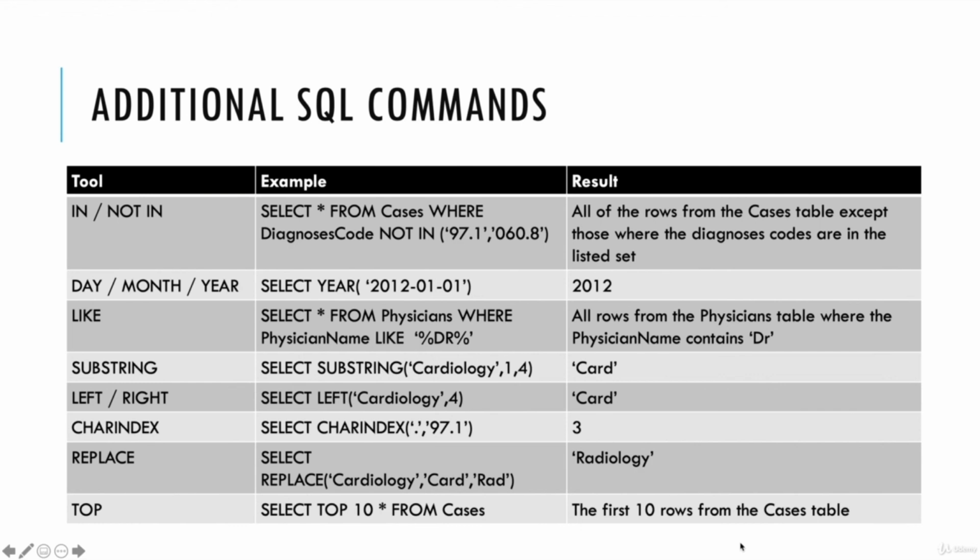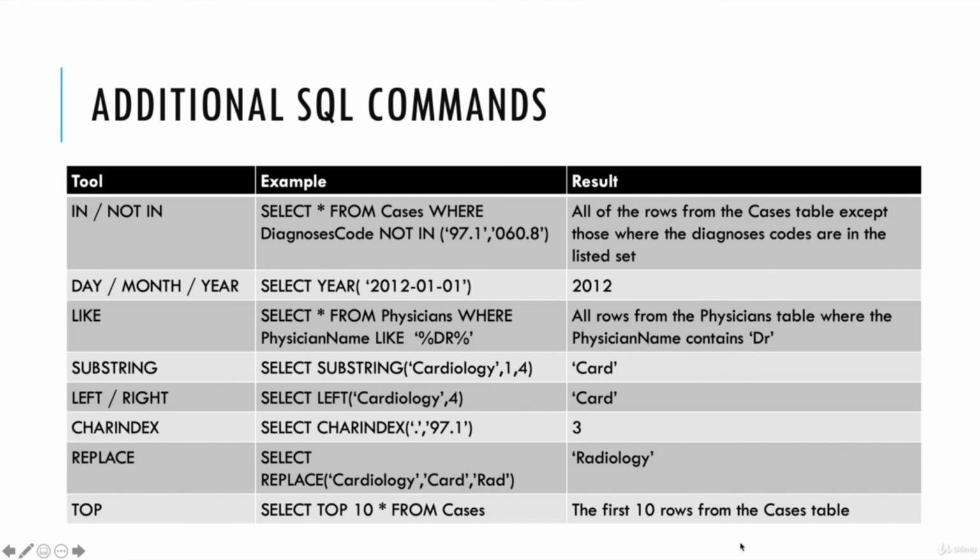If we want to just replace some text straight up in our columns, we can use the word replace, and we'll put in first the column name, the value that we want to replace, and then the value we want to replace it with. In this example, we want to take the card out of cardiology and make it into rad for radiology. This command would result in the word radiology coming back.